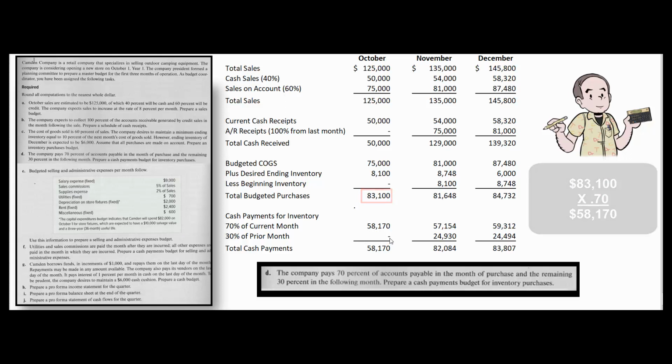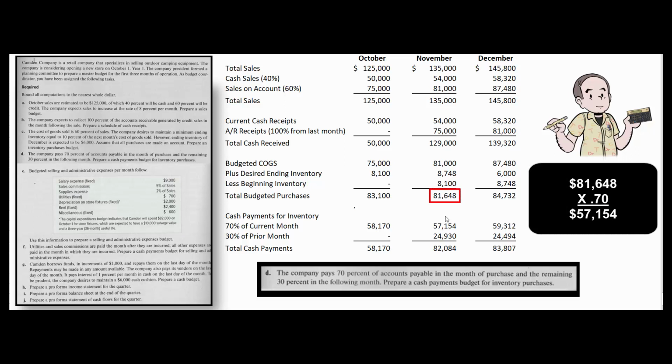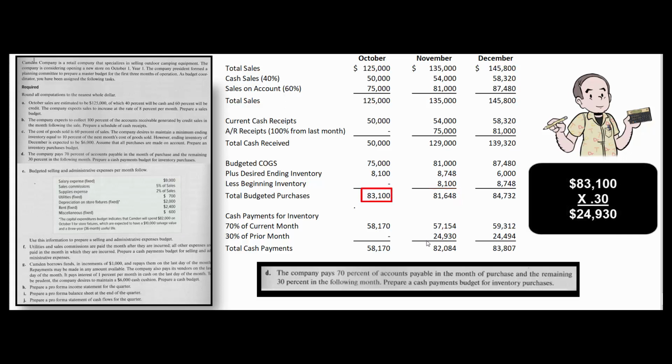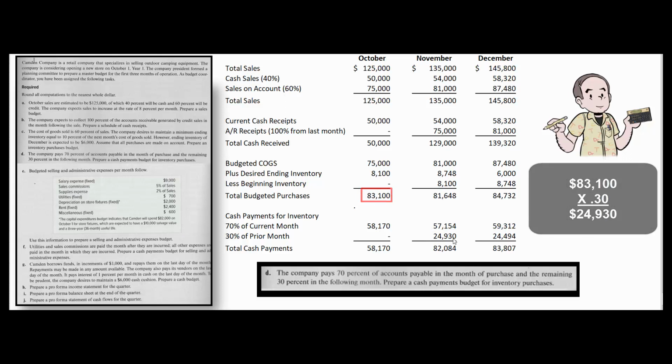When we get to November, we pay 70% of the $81,648, which is $57,154, plus we pay the final 30% of October's purchases. Remember, we bought $83,100 worth of stuff in October. 30% of that we pay for the next month.